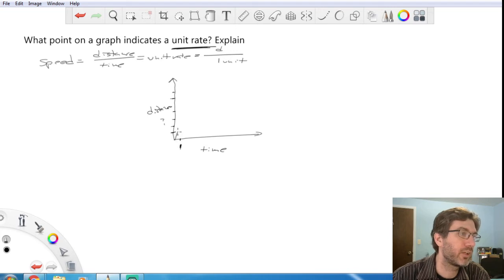If you're going really fast, you have a high slope or a high steepness to your line like that, and one would be like there. Or if you're going really slow, it could look like that, and then your unit rate would be there. Or if you're not moving at all, you don't have a line, well, you do, it's just your speed is 0, which means your distance will be 0 and you'll be right on that x-axis.